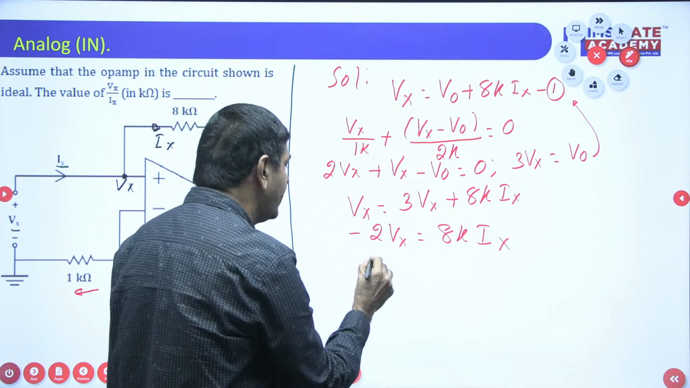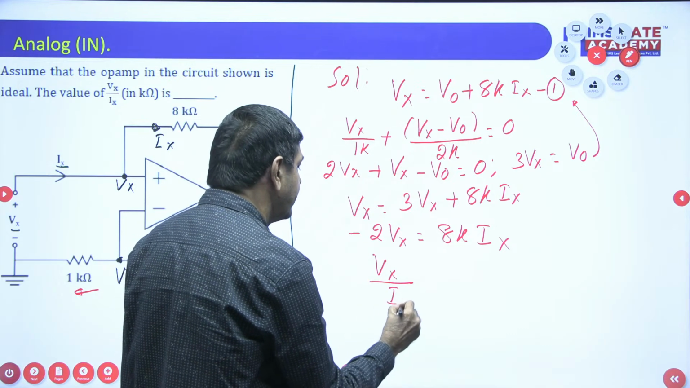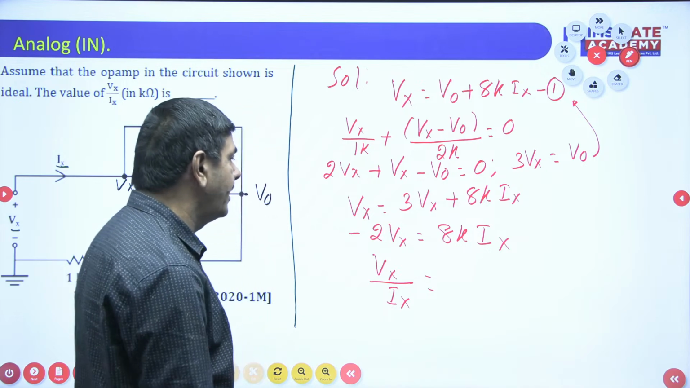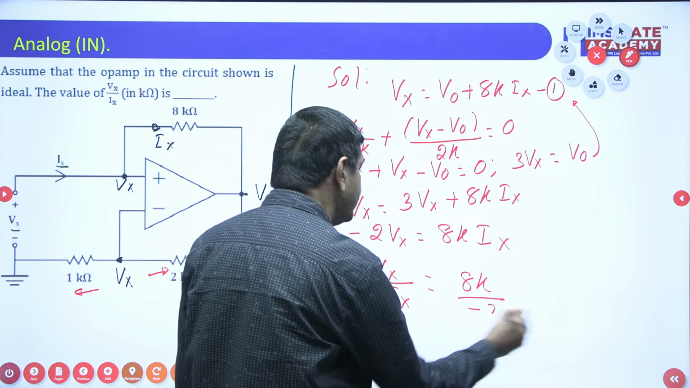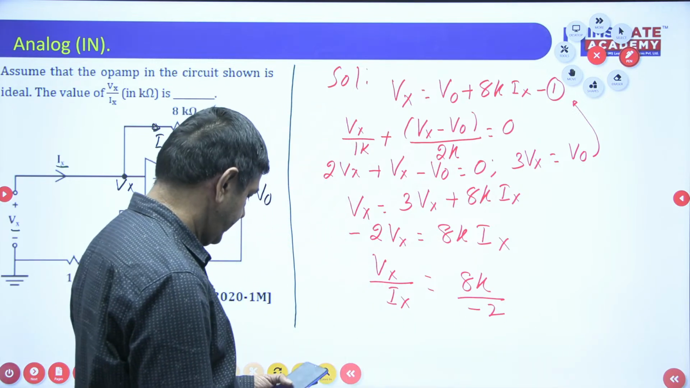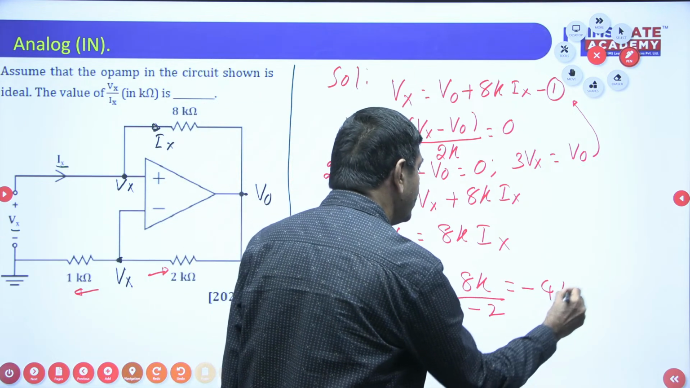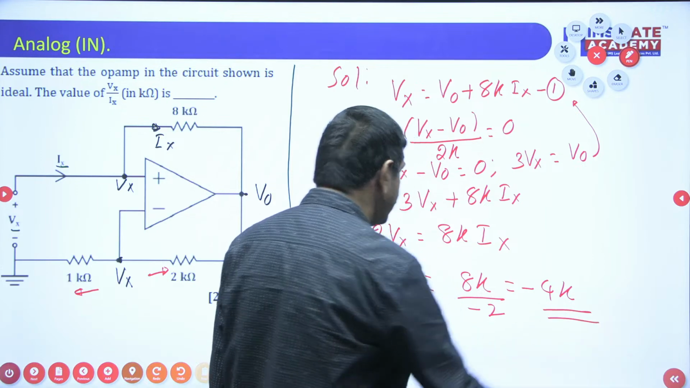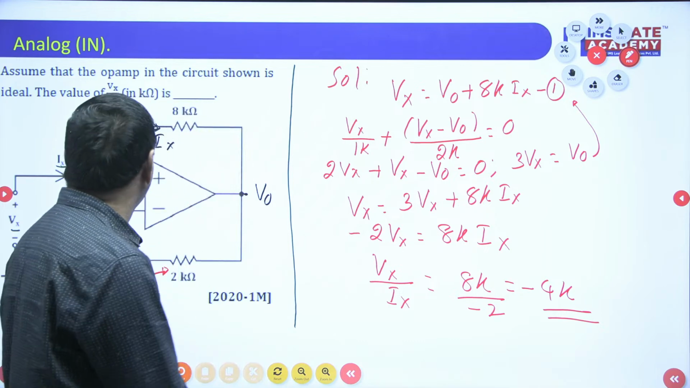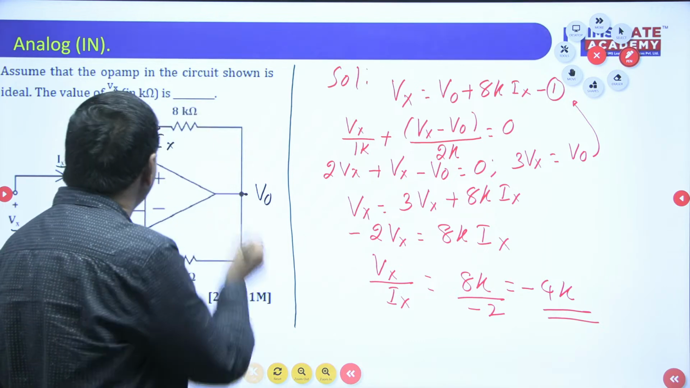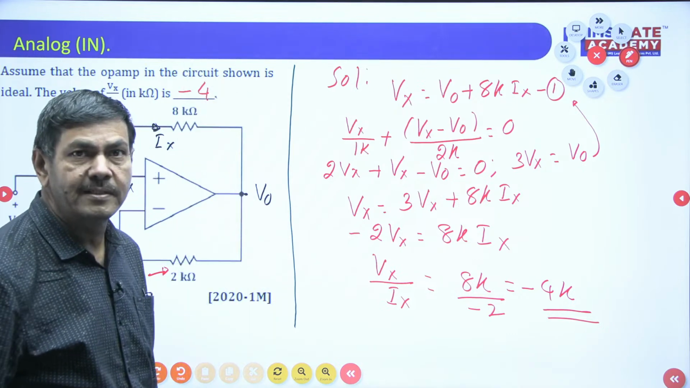Vx by Ix I want, directly we can get now. Vx by Ix equal to 8K by minus 2. It becomes finally minus 4K, minus 4 kilo ohms it comes. That is the solution of this question. It is asking in kilo ohms only, so finally we can put the answer as minus 4. This is the required solution for this question.